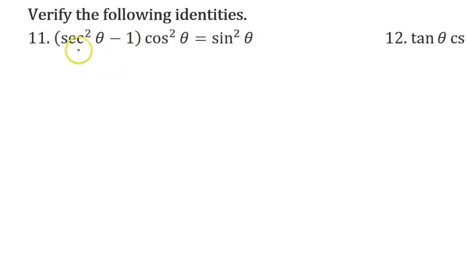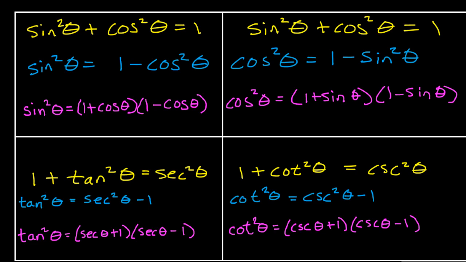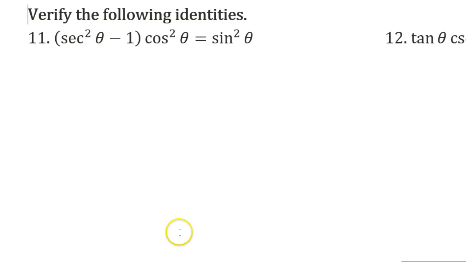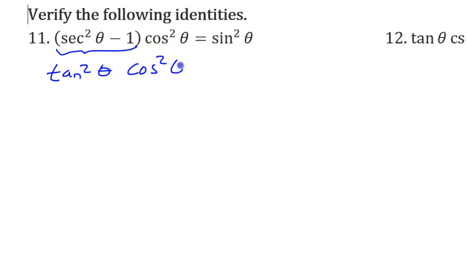I see that we have secant squared minus 1. Let's see if that's on the chart, first of all. Okay, here's secant squared minus 1 right here. So that equals tangent squared. So let's make that substitution. Making the substitution, this is tangent squared. So that leaves me with tangent squared times cosine squared is equal to sine squared theta.